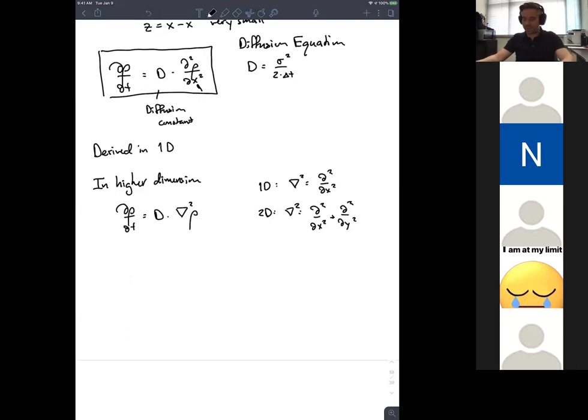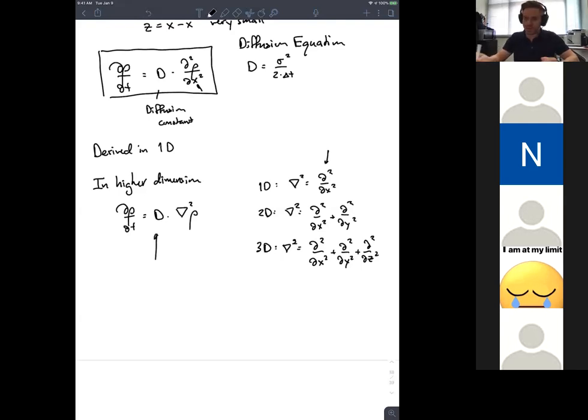Let me write it out for 3D as well. In 3 dimensions, the Laplacian is equal to d squared dx squared plus d squared dy squared plus d squared dz squared. As you go up in the number of dimensions, the number of terms in your Laplacian increases by 1. I go from 1 dimension to 2 dimensions, I get a second term in my Laplacian. It turns out that the extra terms in your Laplacian also affect your definition of the diffusion constant.